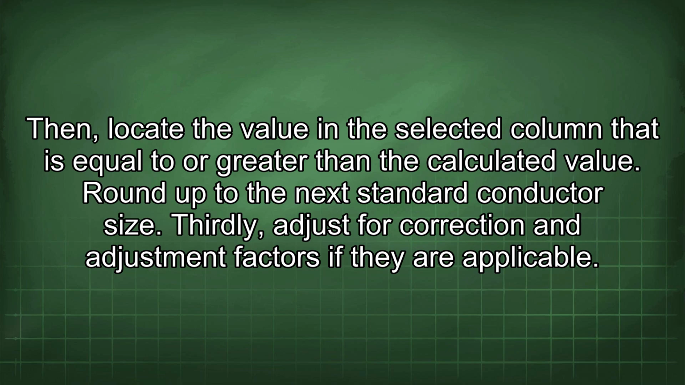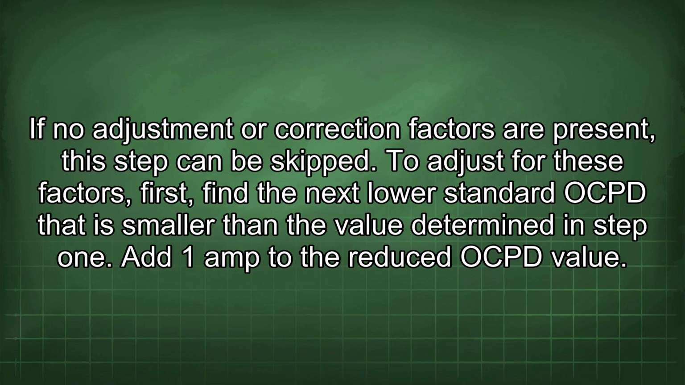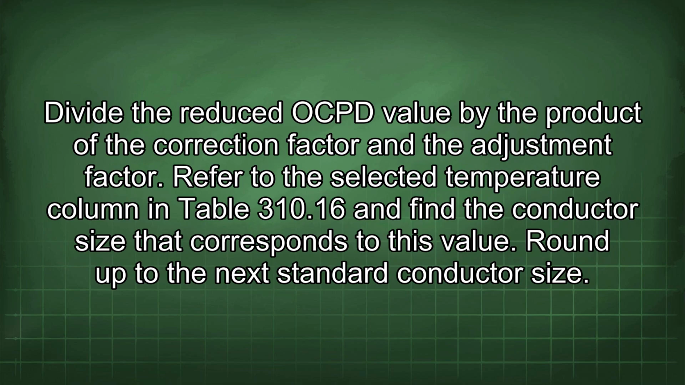Thirdly, adjust for correction and adjustment factors if they are applicable. If no adjustment or correction factors are present, this step can be skipped. To adjust for these factors, first find the next lower standard OCPD that is smaller than the value determined in step 1. Add 1 amp to the reduced OCPD value. Divide the reduced OCPD value by the product of the correction factor and the adjustment factor. Refer to the selected temperature column in Table 310.16 and find the conductor size that corresponds to this value. Round up to the next standard conductor size.